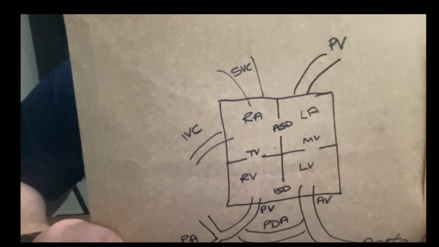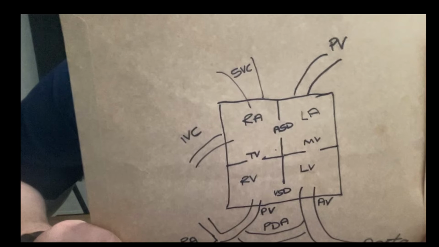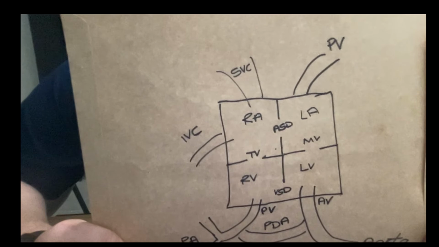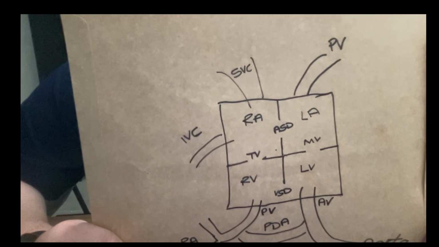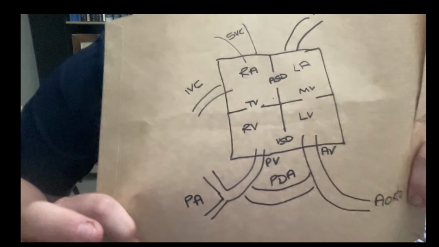That can be a site of congenital mitral stenosis or mitral atresia, causing a hypoplastic left heart where you no longer have a left ventricle. And we then finally have the aortic valve with blood leaving the aorta.